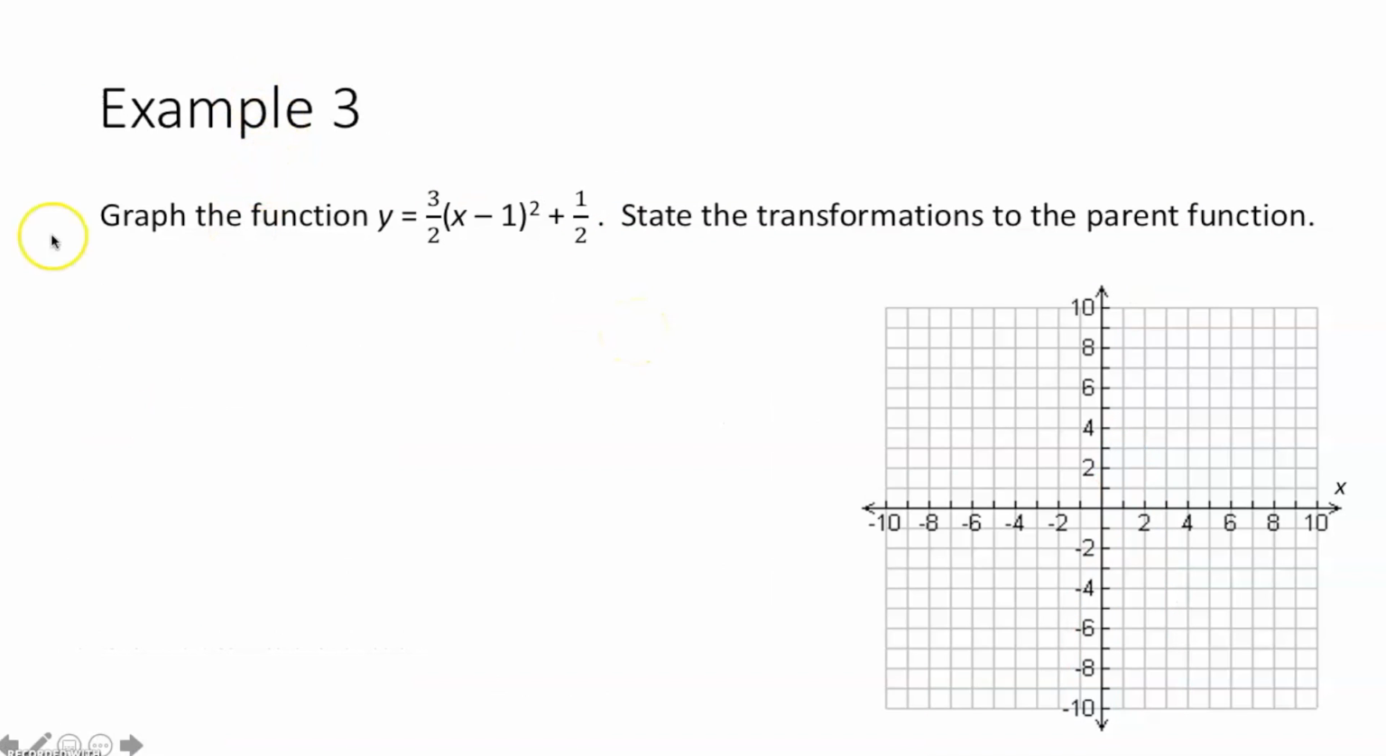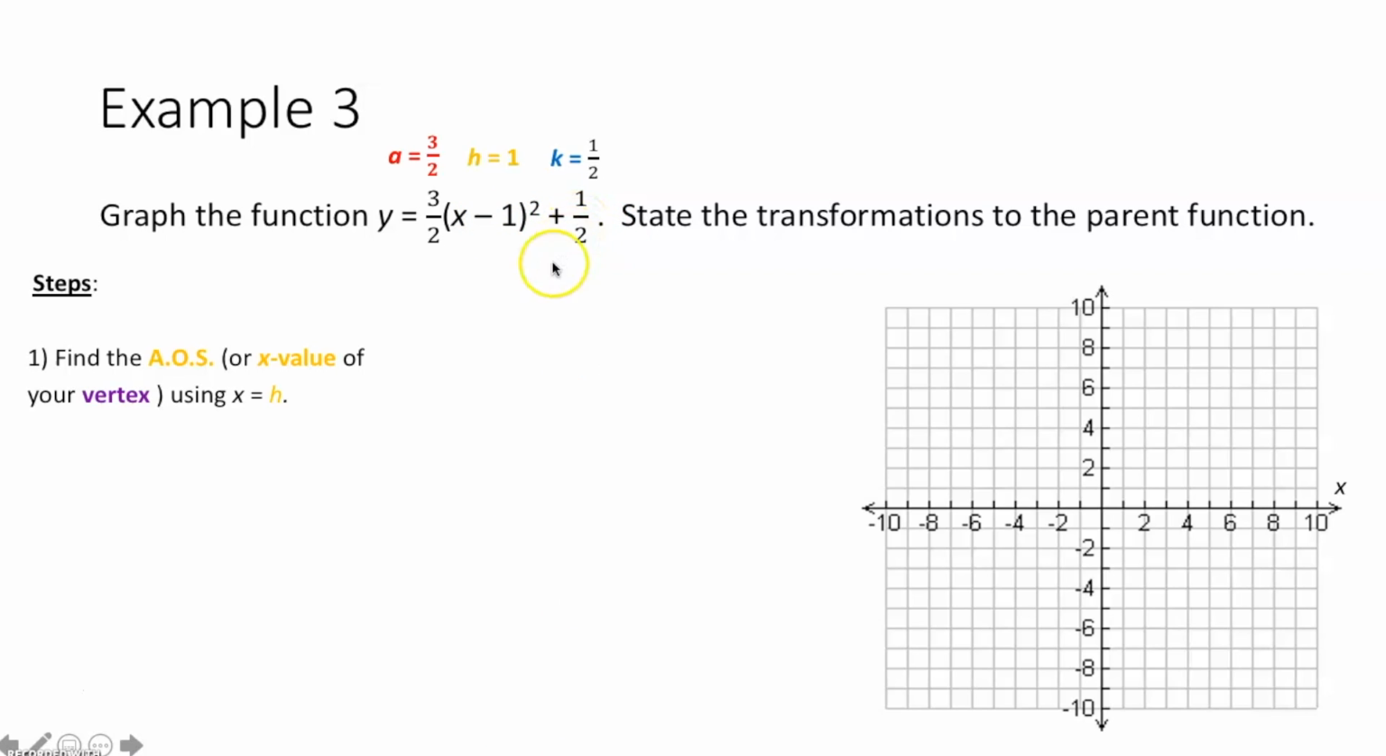Okay, example 3, doing the same thing. So first, we want to figure out what is our axis of symmetry, or x value of the vertex, using x equals h. So we need to figure out what's our a, what's our h, and what's our k. So our a value is going to be this 3/2. Our h value, the opposite of what you see in this parenthesis, so it's going to be +1. And our k value is going to be exactly what you see on the end, so that's going to be 1/2. So our axis of symmetry is x equals h, so in this case that would be x equals 1.